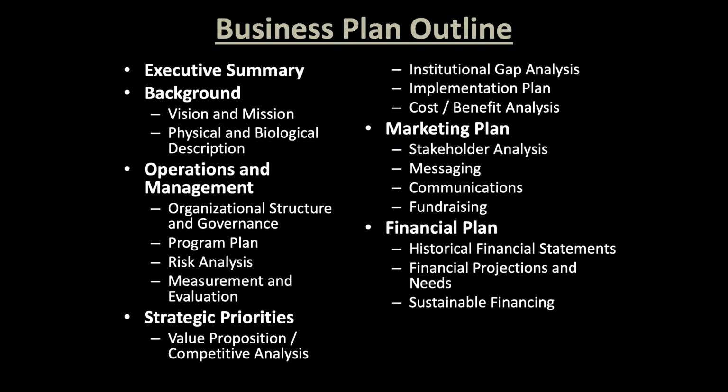Here's a sample outline. There are different business plan outlines out there. This was developed for conservation trust funds, for example. So you have an executive summary, you have a background area where you discuss the vision, operations and management, then your strategic priorities, looking at your value proposition, maybe a cost-benefit analysis of what you're trying to do, a marketing plan, as I mentioned before, a financial plan where you look at historical finance statements, your financial projections and needs, and how you're seeking to both fulfill those short-term needs and achieve sustainable financing.